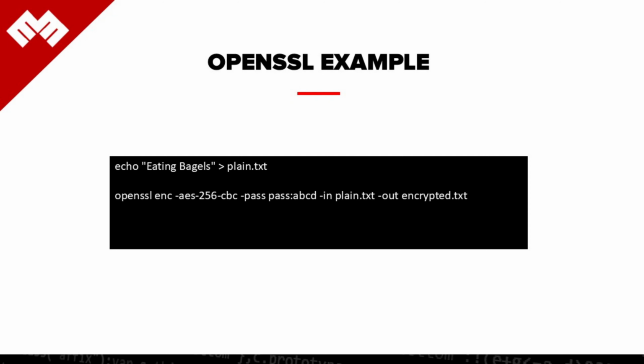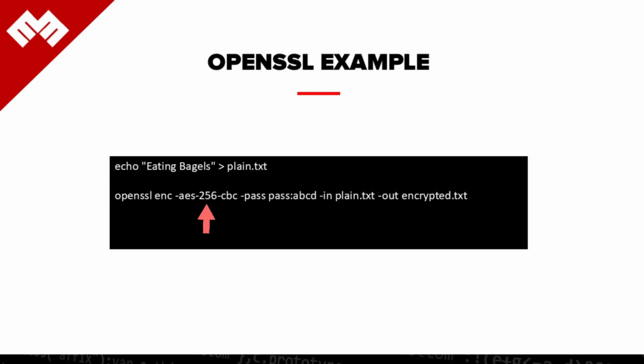I can use this command to encrypt the contents of plain.txt and save it as a new file called encrypted.txt. This way, if you look at the contents of encrypted.txt, it will be completely unintelligible. Let's take a closer look at each part of this command. The ENC part of this command stands for encryption, so that means you will be accessing OpenSSL's encryption tools. The AES 256 CBC means we will use AES as the symmetric cipher.